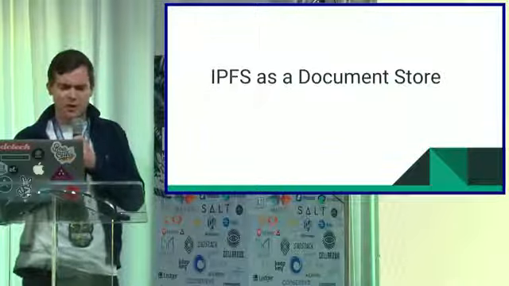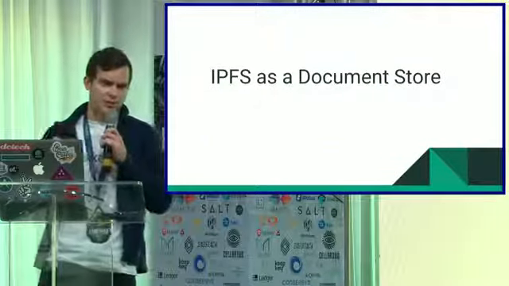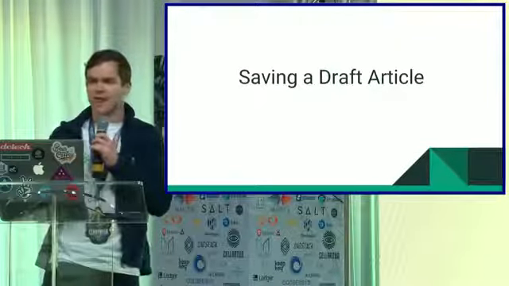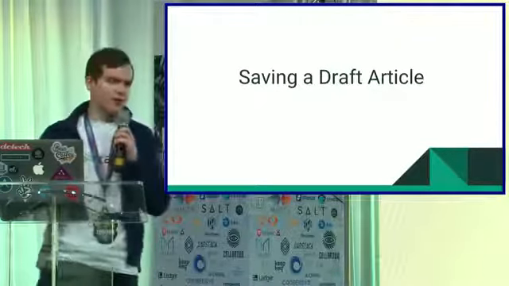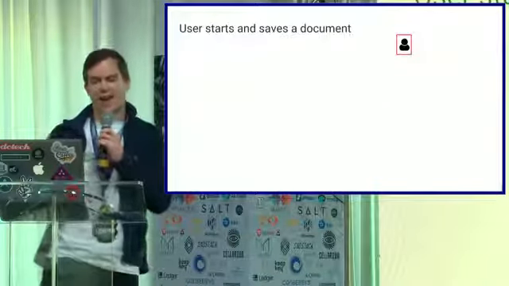So, moving on to how we're using IPFS as a document store. I'm going to walk through two different user flows. The first of which is saving a draft article. We decided to keep this functionality off-chain, and the reason is that it's not necessarily a finalized piece of content.